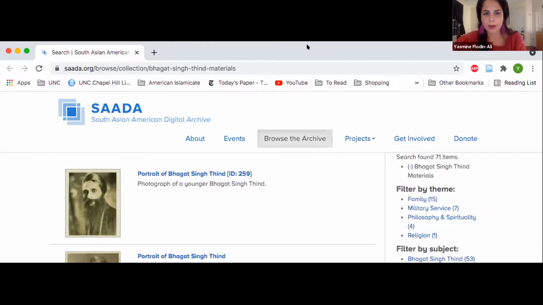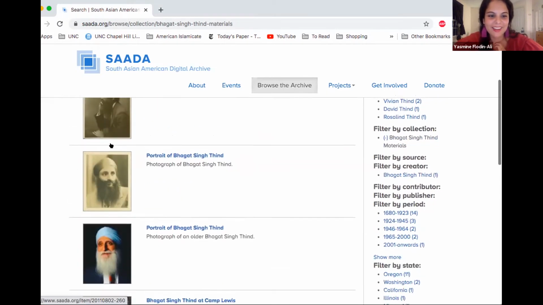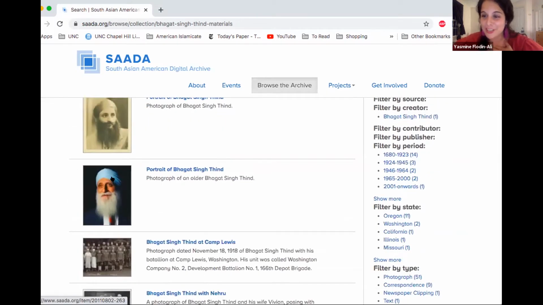So this is an archive. It's called the South Asian American Digital Archive. We've got a lot of really great resources. And I've got a link in the curricula just to this particular collection of photos about Bhagat Singh. So you can see him styling as a young man. You can see him as an older man, eventually a citizen, which is great. And that in and of itself is its own really incredible story, which unfortunately is not included in this curriculum.